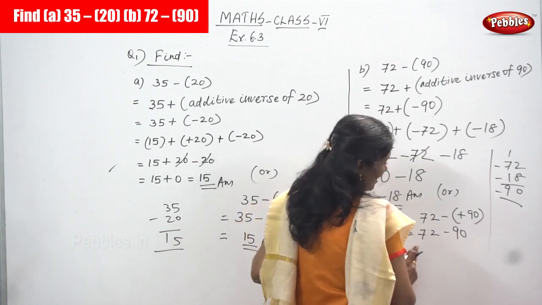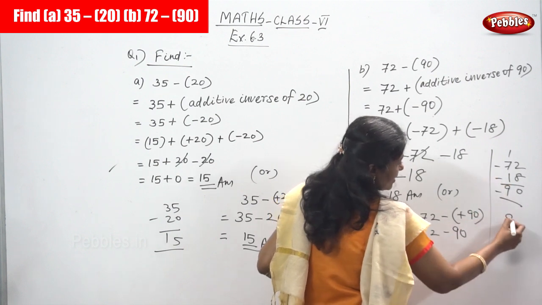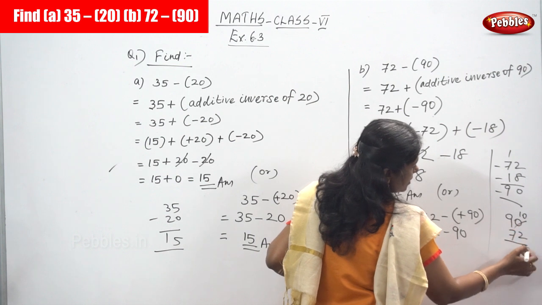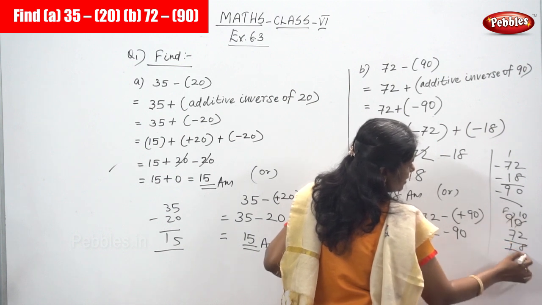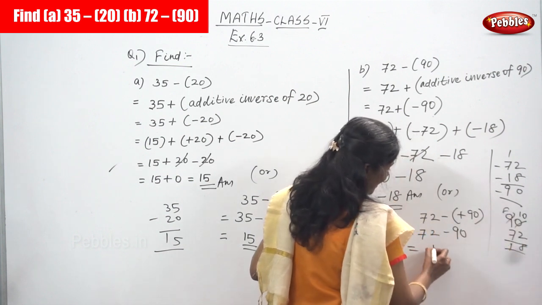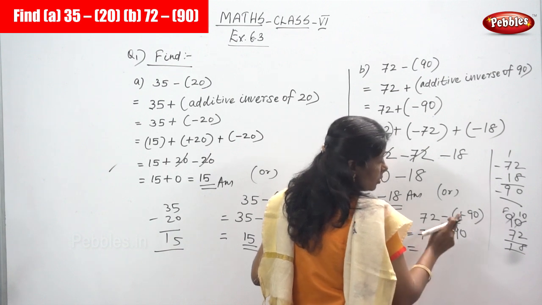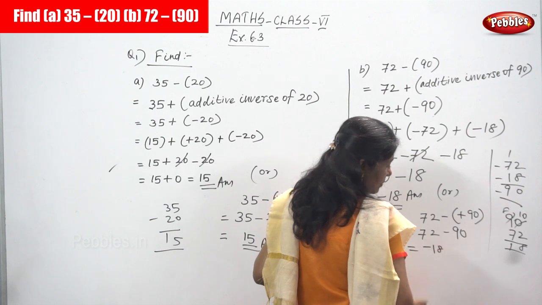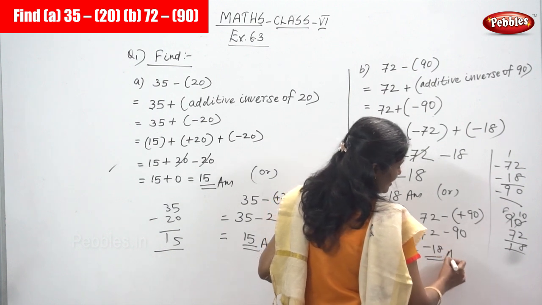So 90 minus 72, you know that 90 is going to be subtracted by 72. So 10 minus 2 is 8. So here 8 becomes 1. 8 minus 7 is 1. The answer is 18. Then you have to put the bigger number's sign. The answer is minus 18.